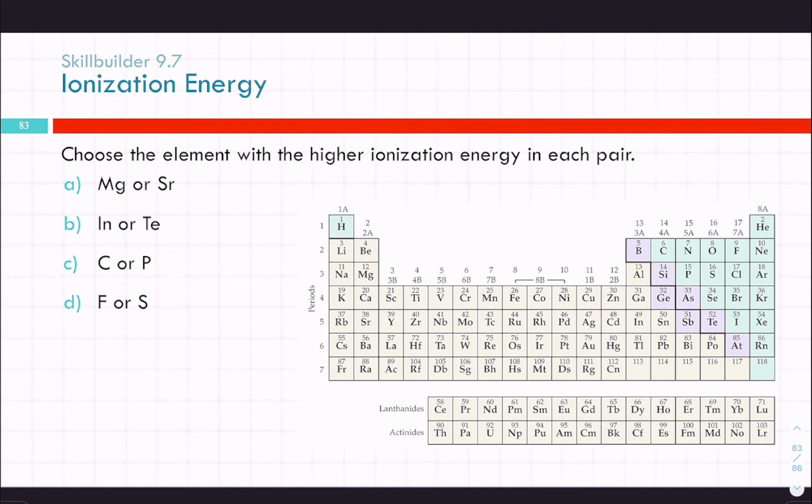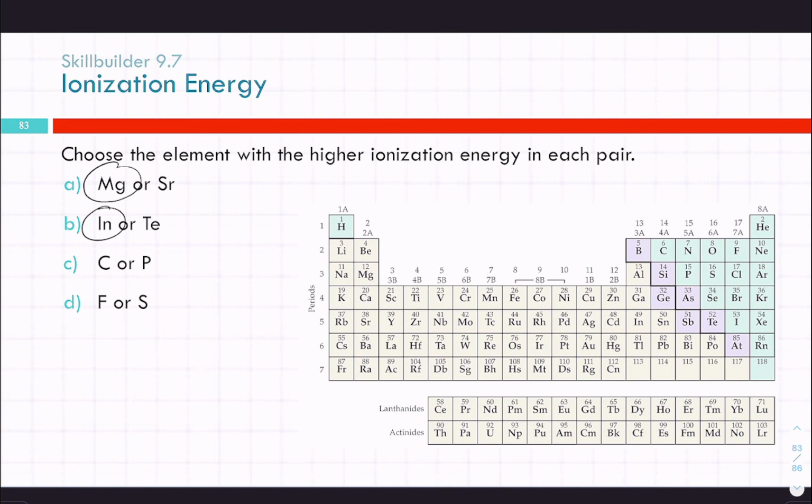All right, so which one has higher ionization energy? Magnesium or strontium? Higher ionization energy means more difficult to remove an electron. Magnesium, because magnesium's smaller. I would remember these as the opposite of atomic size. So magnesium is smaller, so it's going to be harder to remove. Okay, indium and tellurium. Yep. Indium is going to be more difficult, so higher ionization energy.